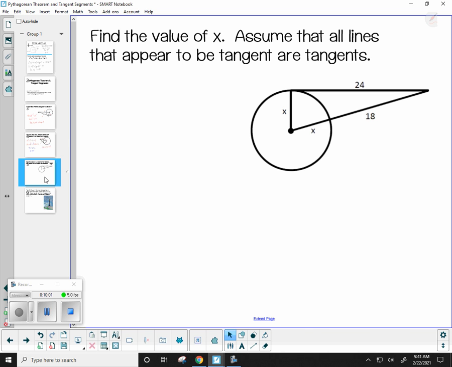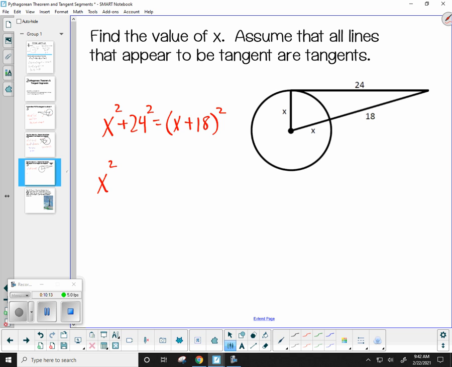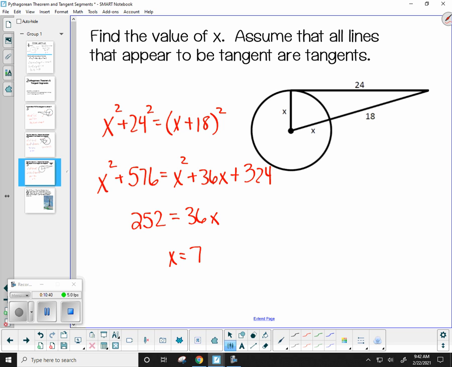So on this one, I set mine up to be x squared plus 24 squared equals the quantity of x plus 18 squared. All right, so I have x squared plus 576 equals x squared plus 36x plus 324. Again, the nice thing is my x squareds cancel themselves out, right? Okay, so then I had to subtract 324 from both sides. I had 252 equals 36x. I divided by 36 and I had x equals 7. Is that okay?